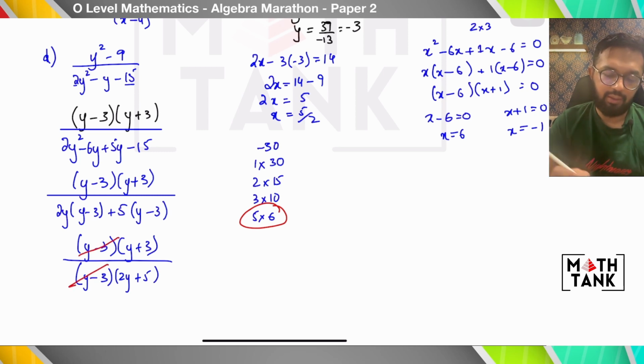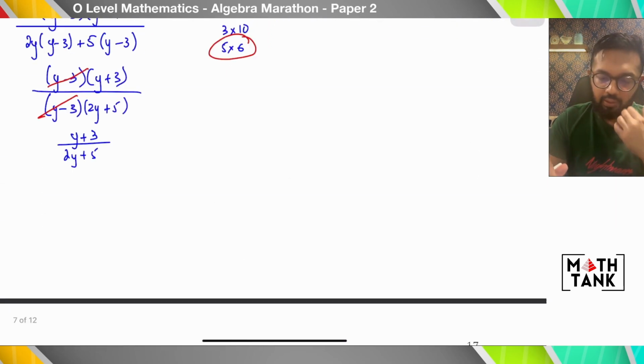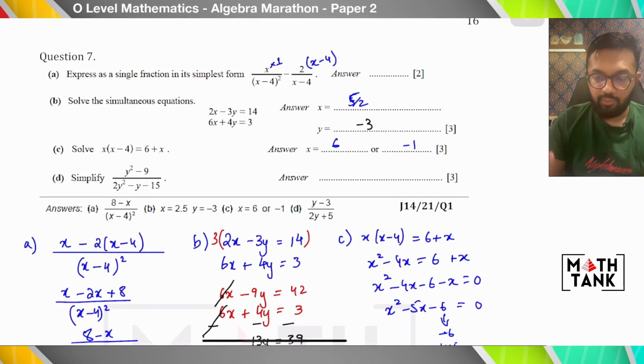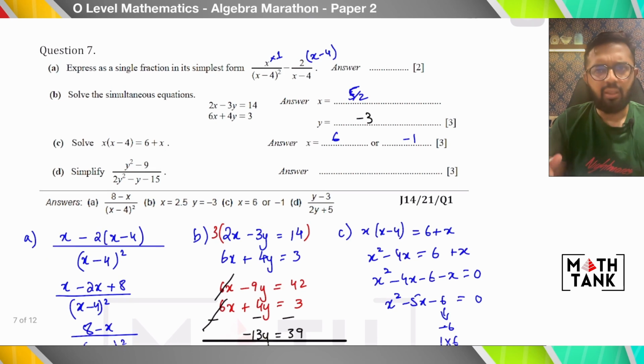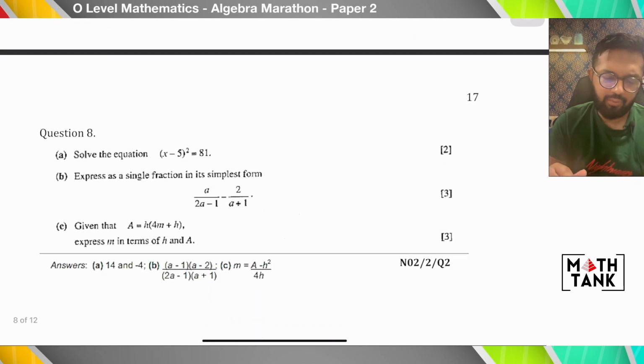So I get (y + 3) over (2y + 5). Okay, that completes this question. It was a long question. It was 11 marks, which means that we have about 15 to 20 minutes to solve this one.